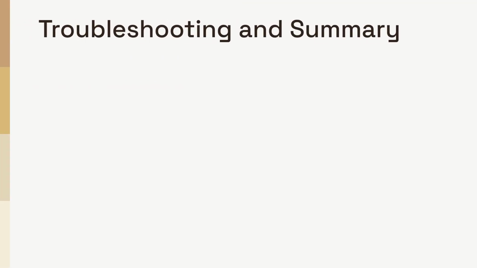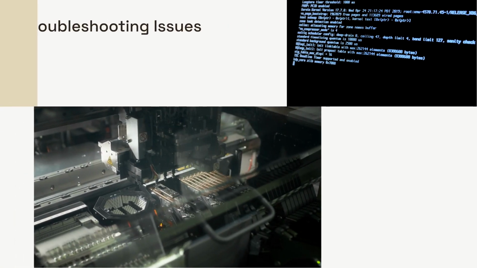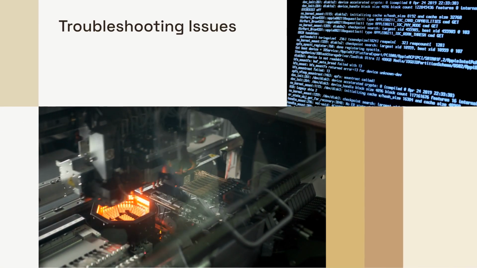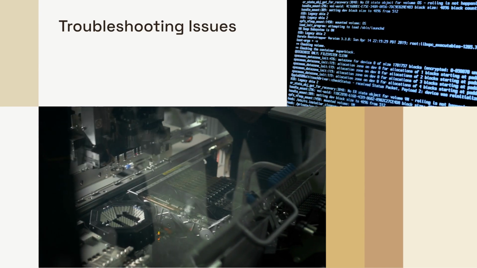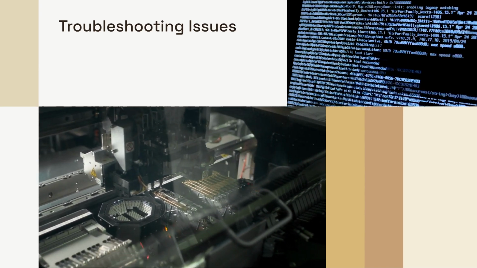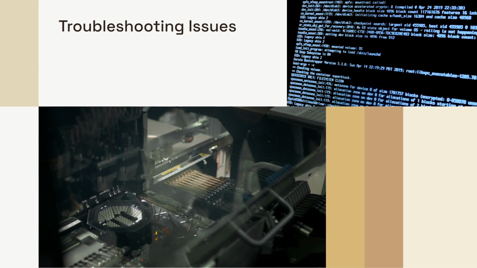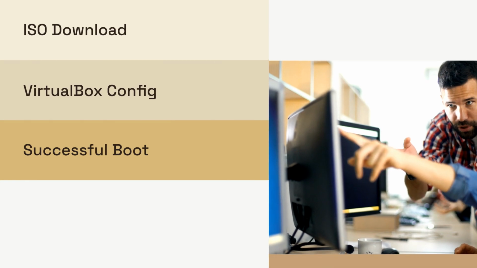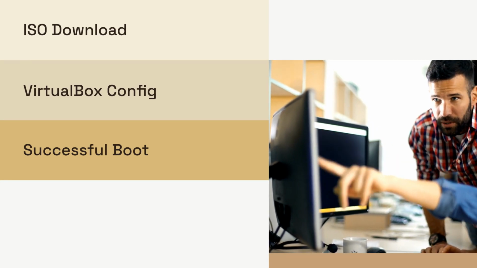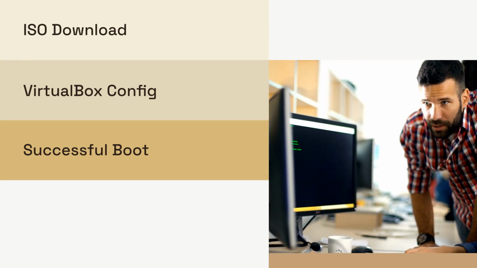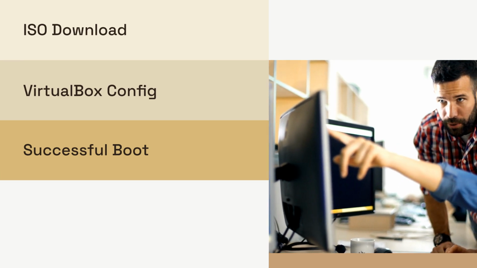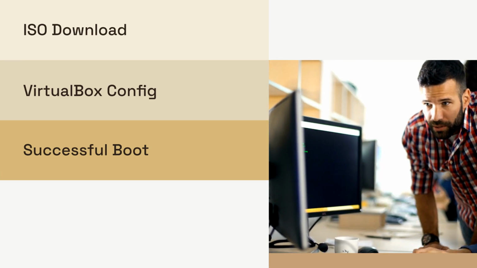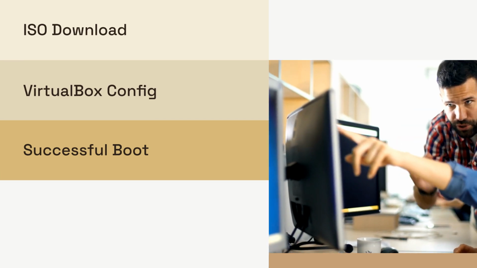Finally, let's cover common setup pitfalls and summarize everything we have achieved. If you encounter errors like a black screen or poor performance, revisit your BIOS to confirm VT-x or AMD-V is enabled, and check that you allocated sufficient RAM to the virtual machine. You have successfully prepared your system, downloaded RHEL 10, configured VirtualBox, checked your BIOS settings, and booted into the installer. You are now ready for the next chapter, the RHEL 10 installation.